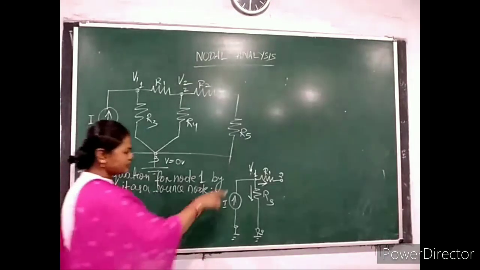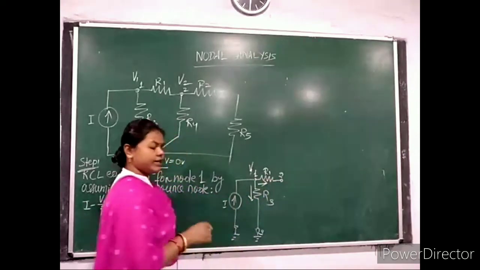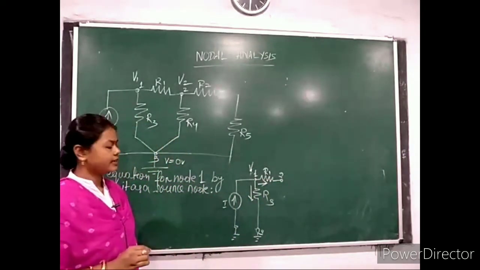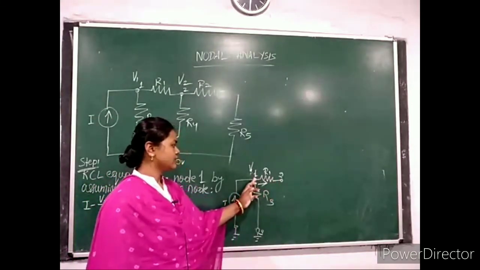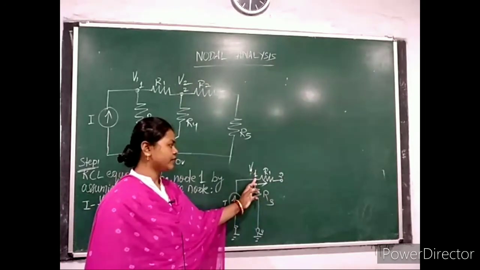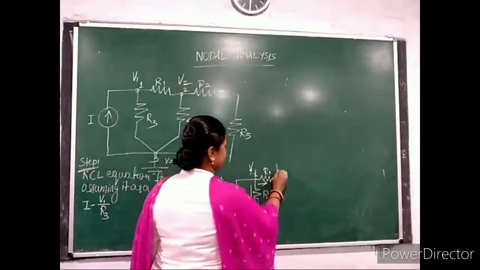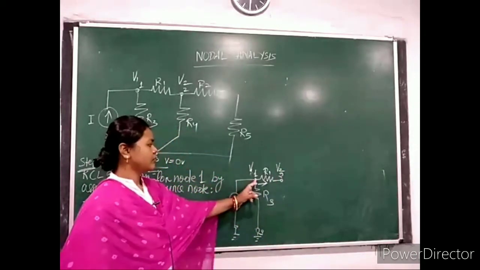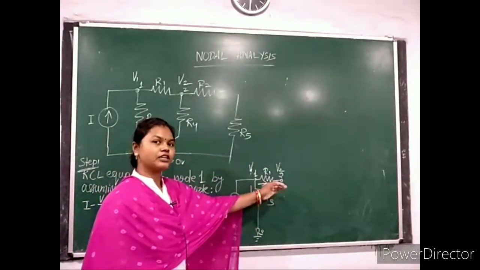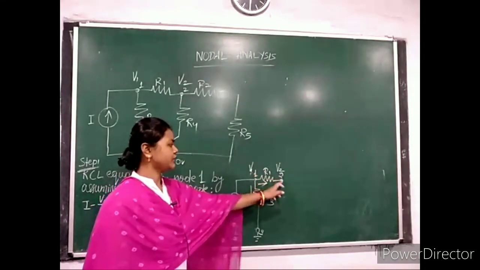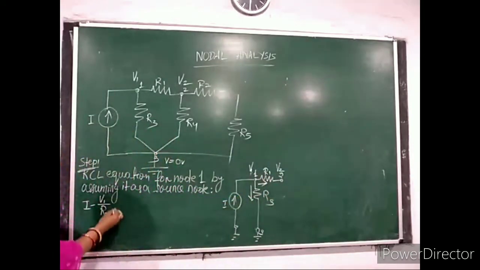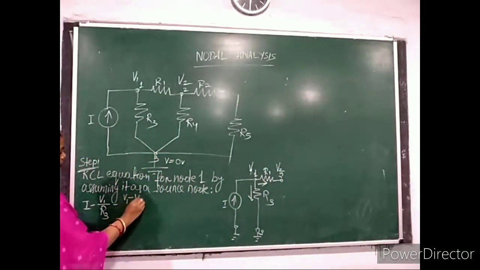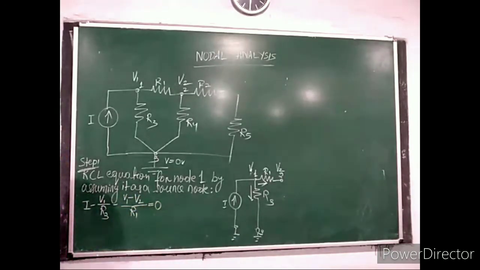Then come to the current flowing through R1. It is outgoing, so its sign is negative. And how much voltage is across R1? See here, the voltage is V1, and here the voltage is V2. So the potential difference is V1 minus V2, and the current flowing through R1 is this potential difference across 1 and 2 divided by R1. So the current flowing through R1 is V1 minus V2 by R1, equal to 0.